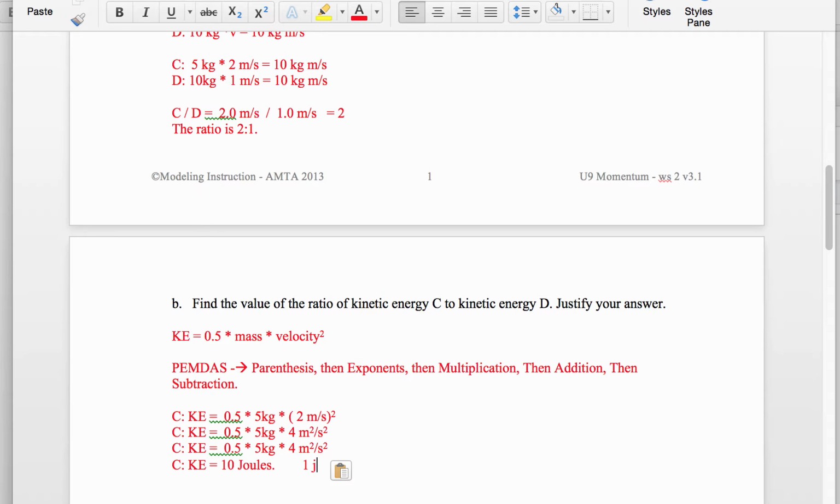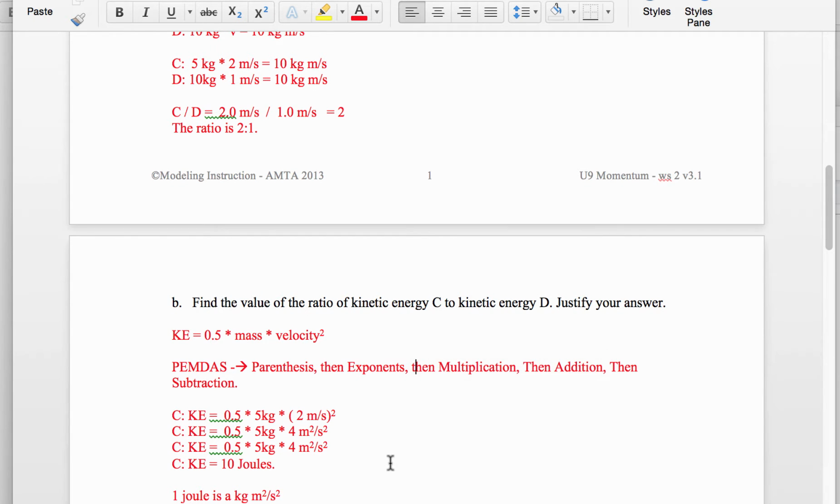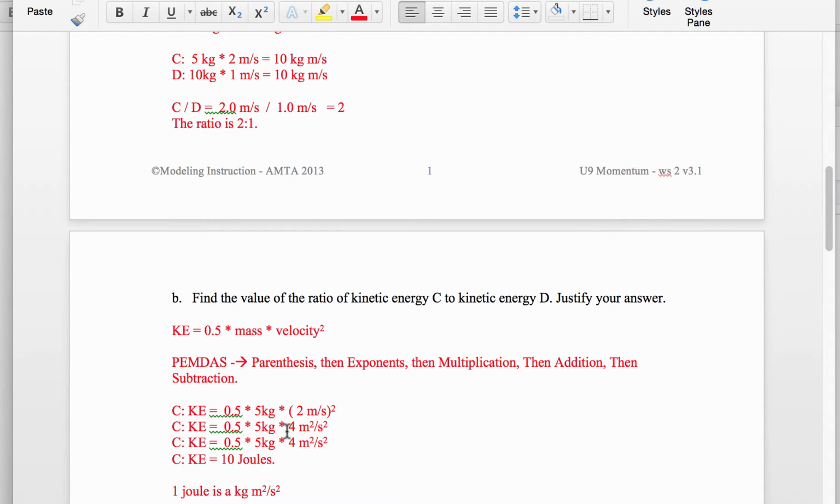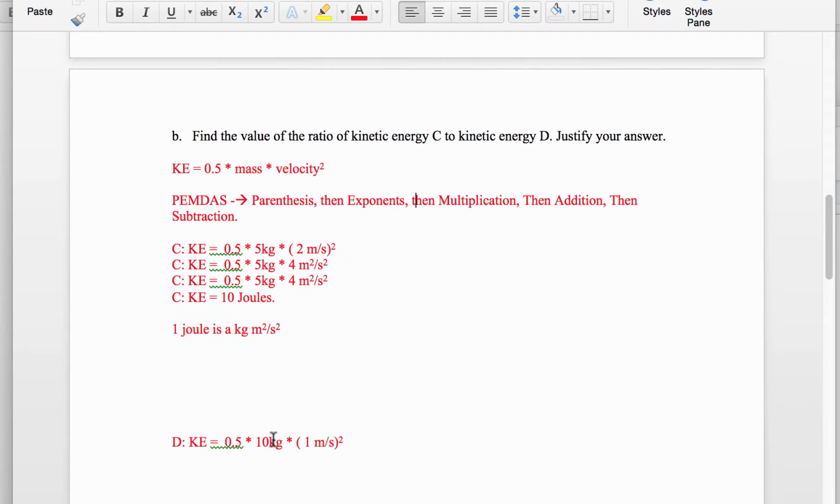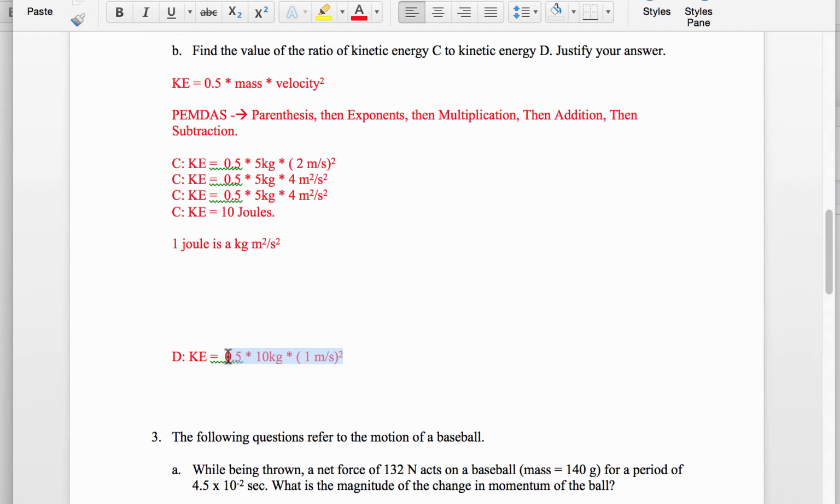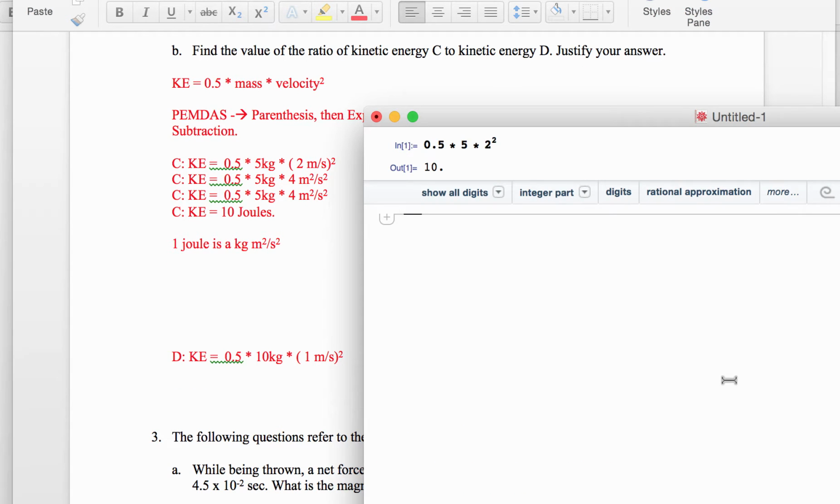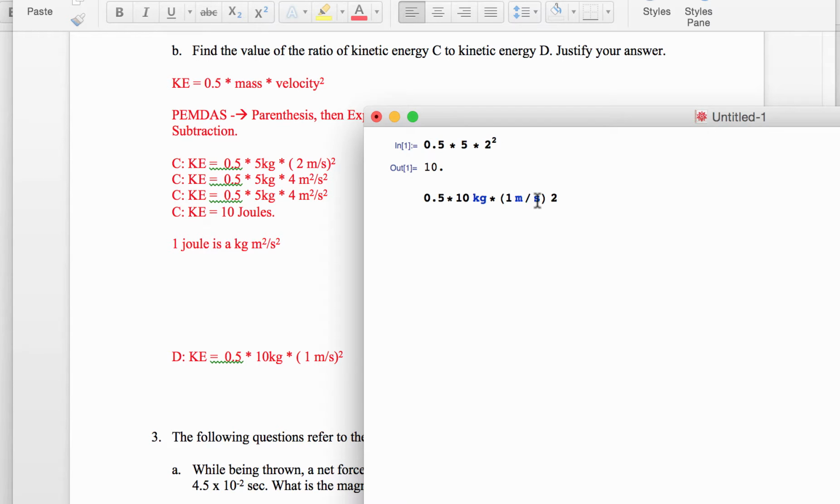Now why is it joules? Well, 1 joule is a kilogram meter squared per second squared. And if we multiply these units, we'd have a kilogram meter squared per second squared. So that's the same as a joule. But just know that energy is joules. Now for D, I'm not going to do all those steps. I'm just going to find the answer. I just have to get rid of units because calculators don't like units.